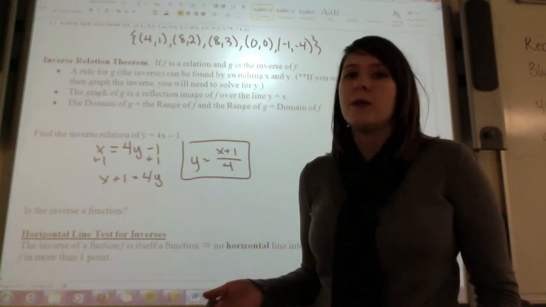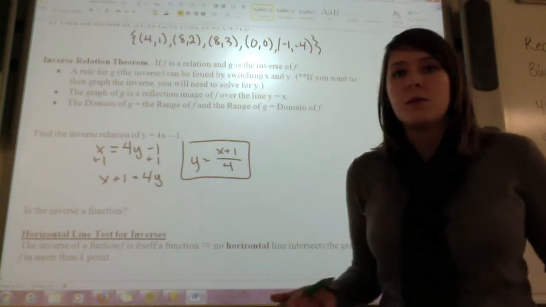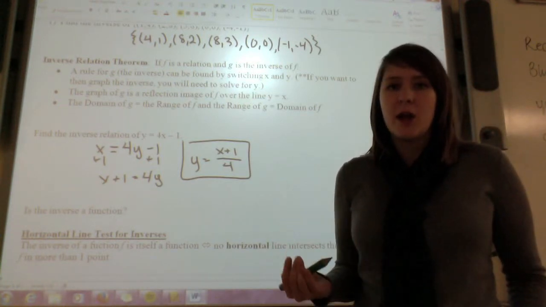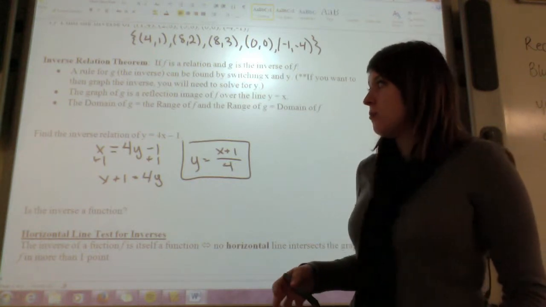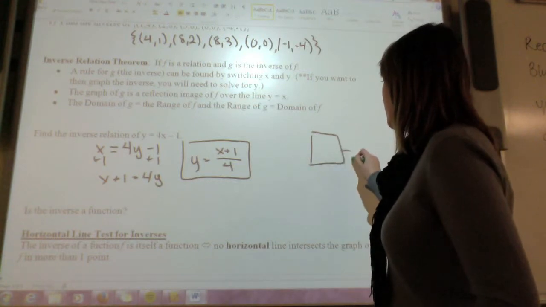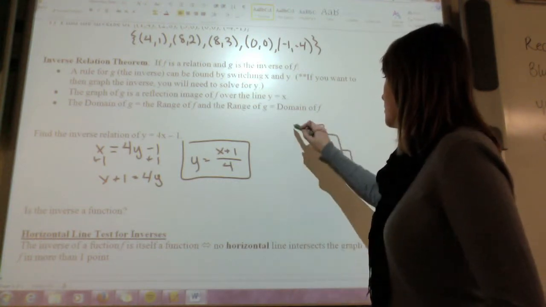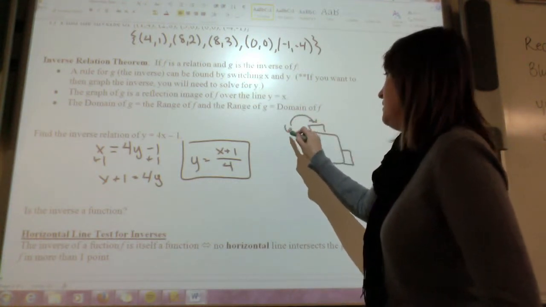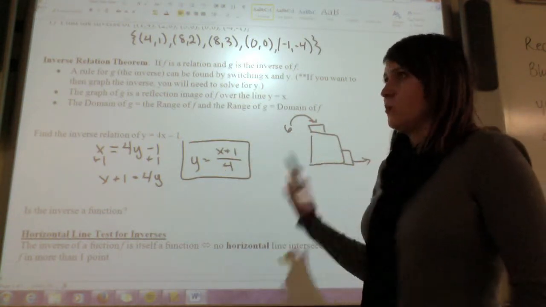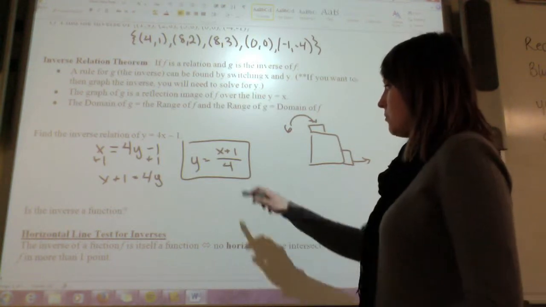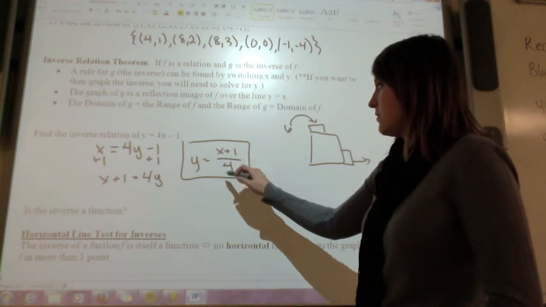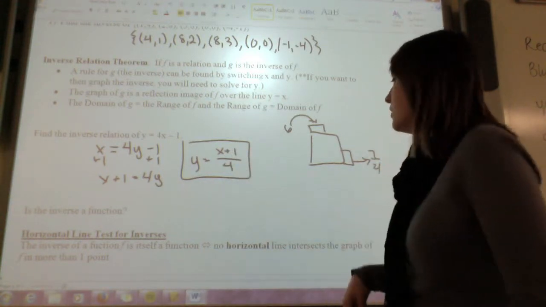Now we can determine whether or not the inverse is a function. Remember that in order to be a function, for every input you have to have exactly one output. So you cannot have more than one output for every input. And the way that we talked about it before was using our function machine. So if I'm putting, let's say, a 6 in, then the only thing I should get out is one number. I shouldn't be able to get out more than one number. So here, if I put a 6 in, I get 6 plus 1 is 7, 7 over 4. Okay, I'm just getting one number out.